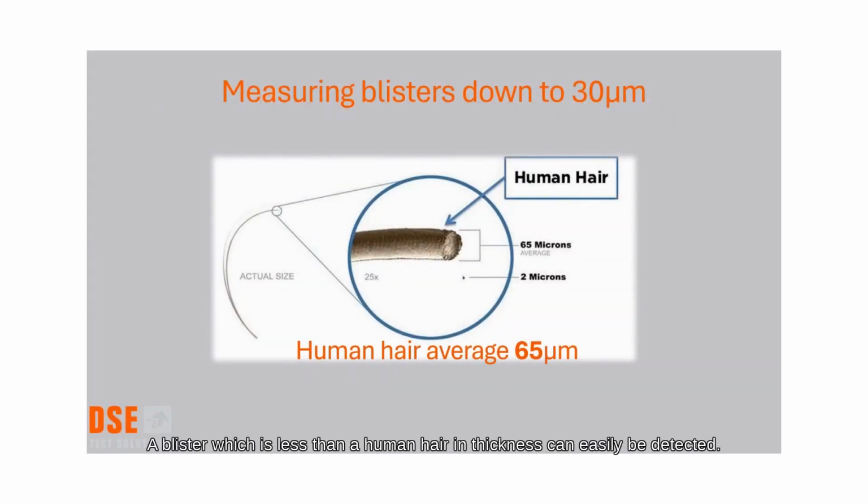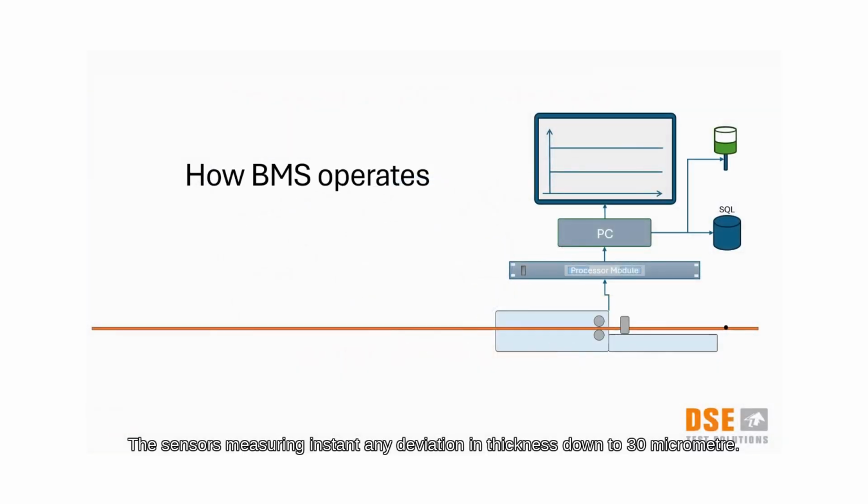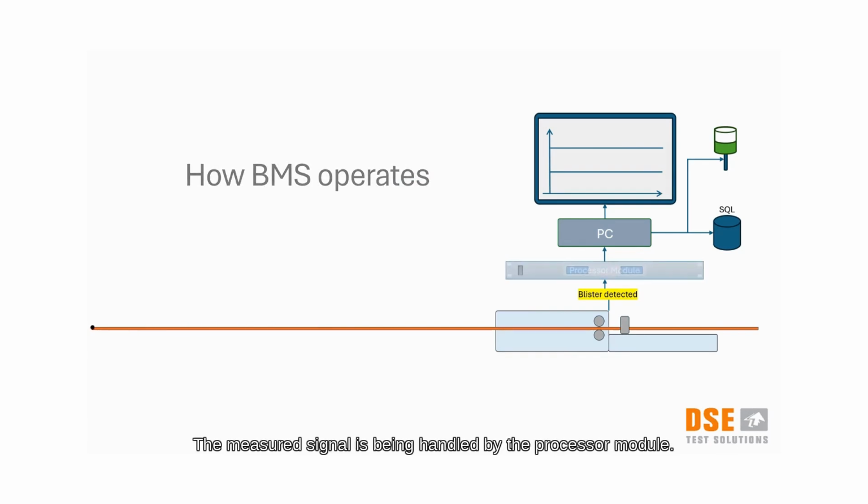A blister which is less than a human hair in thickness can easily be detected. The sensors instantly measure any deviation in thickness down to 30 micrometers. The measured signal is being handled by the processor module.